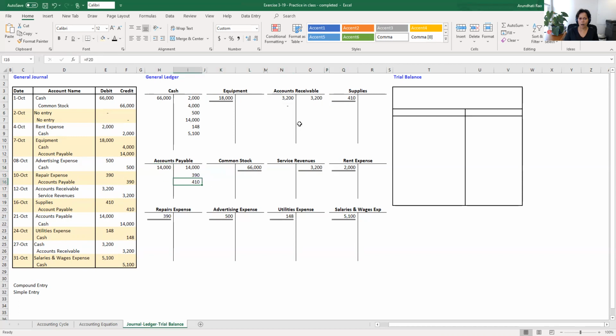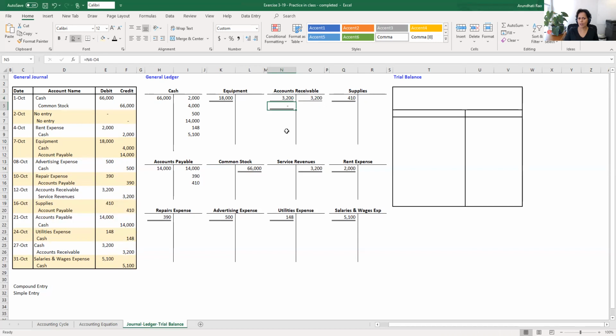Okay. Now, for the one that has accounts receivable, which had one debit and one credit, we take the difference and it's going to be 0. So in this case, it does matter whether you put the 0 on the debit side or the credit side because you're indicating what the normal balance is. So you will always put it on the side that is supposed to have the normal balance, which in this case for an asset is debit. So on this side, you're going to put that 0 over here.